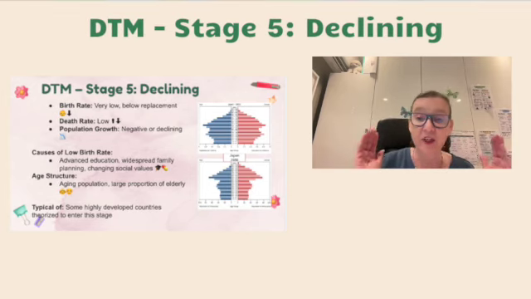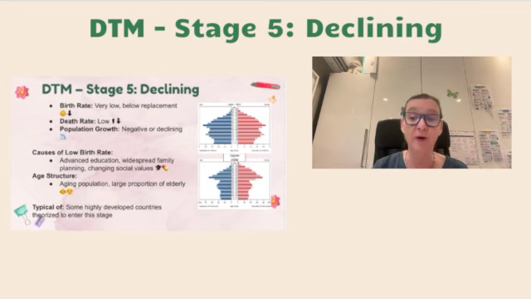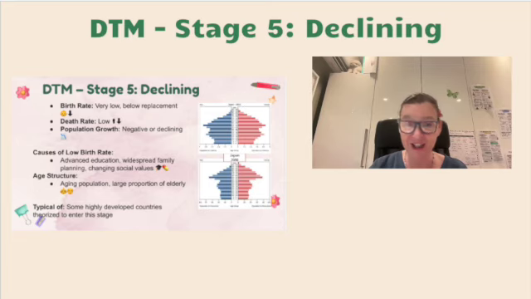So here's what you do. When you're thinking stage 5, remember very low birth rates, very low death rates, population decline. It's a sign of success in development, but also a new challenge for sustaining growth and balance in society.